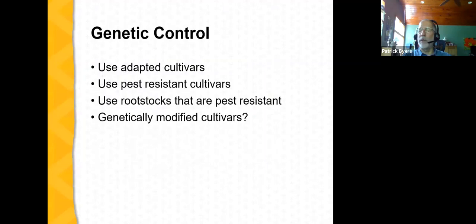Genetic control, really important to use adapted cultivars. In other words, select cultivars that will work well under your environmental growing conditions. You know, select those cultivars that are suitable for Missouri. Whenever possible, choose cultivars that have genetic resistance to pests. In the case of grafted plants, don't just focus on the above ground part of the plant, focus on the root system as well. Tomatoes, for example, we have tomato rootstocks that can actively combat soil-borne diseases. So they're good choices in situations where there may be a soil disease present where tomatoes are to be grown.